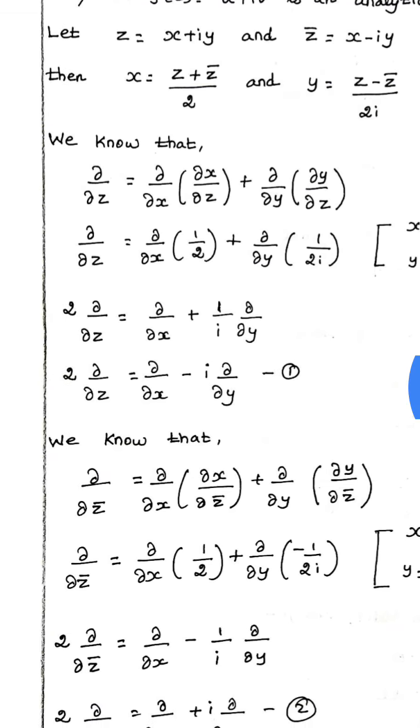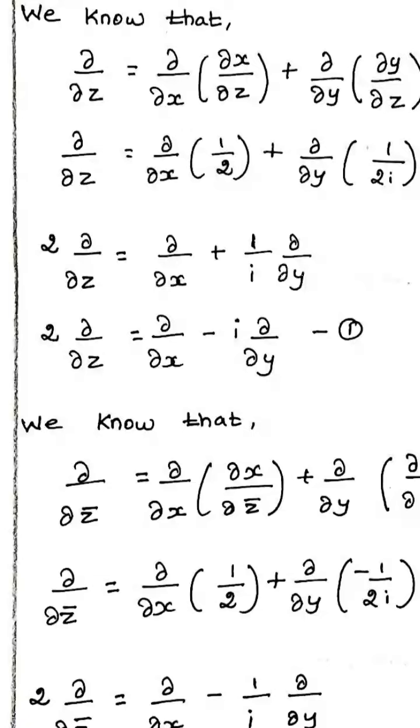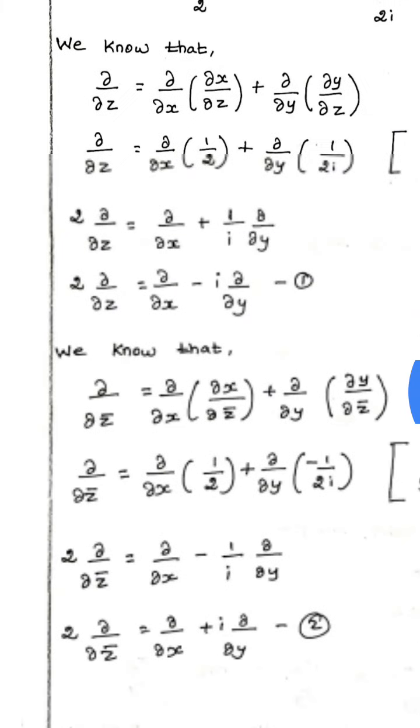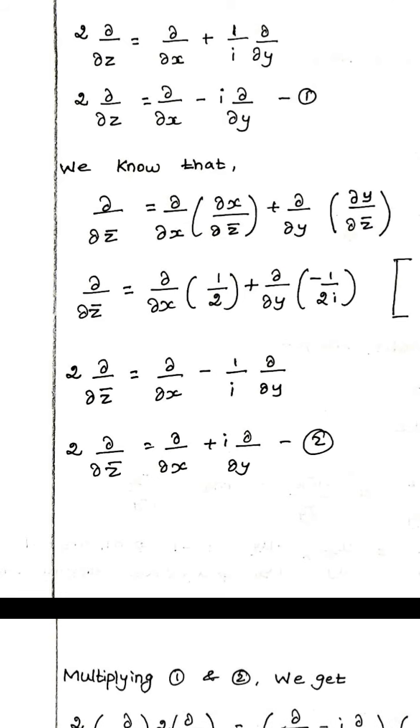Okay, so if you do the same thing with respect to z bar, what will you get? For z, what did you get? 2 dou by dou z equals dou by dou x minus i into dou by dou y. In the exam you can write it similarly like that, and you can write 2 into dou by dou z bar is equal to dou by dou x plus i into dou by dou y. Otherwise, you can follow these steps also to find the value for dou by dou z bar.